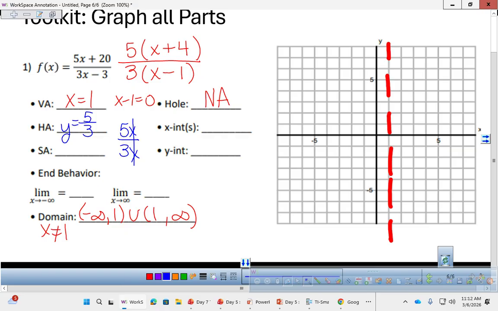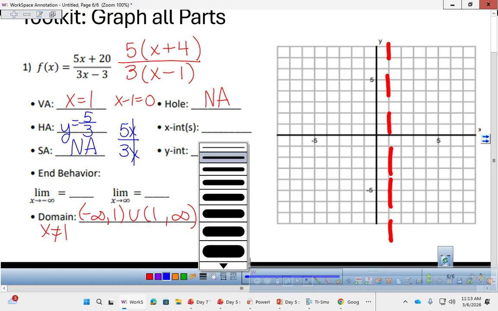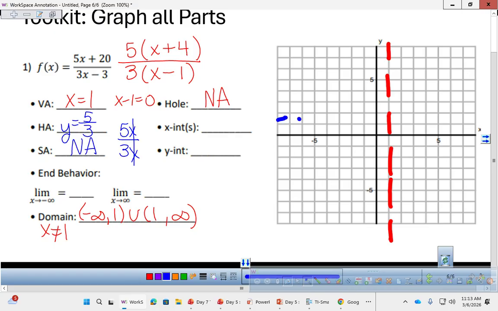So when I'm going to draw this one, again, if we have a horizontal asymptote, we don't have a slant. So I'm going to estimate it between 1 and 2. I'm not going to know the exact spot for it, but it's somewhere in here. It's not quite 2 yet.